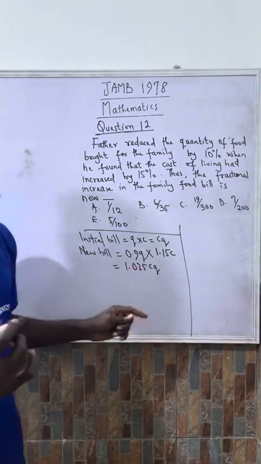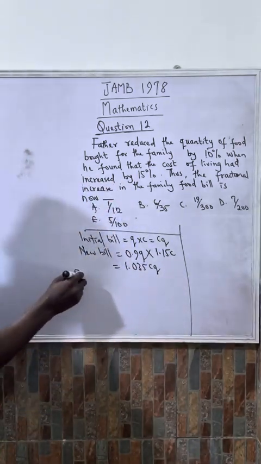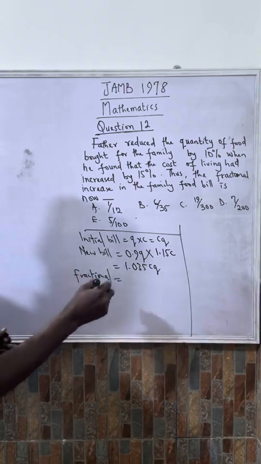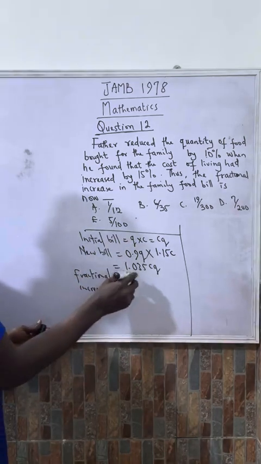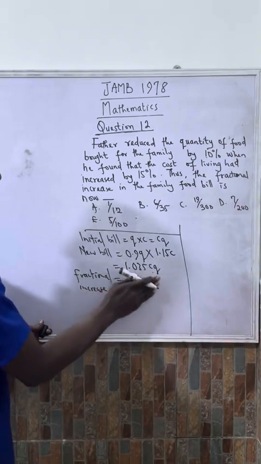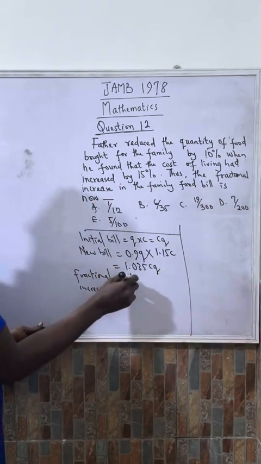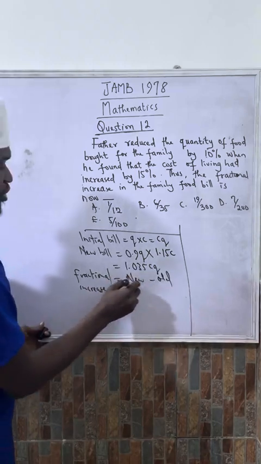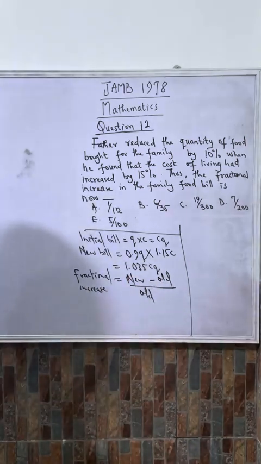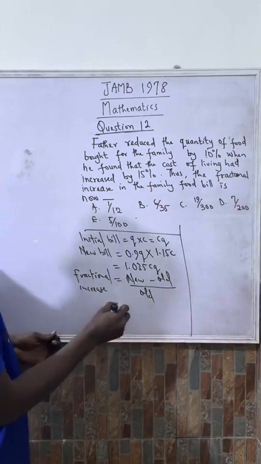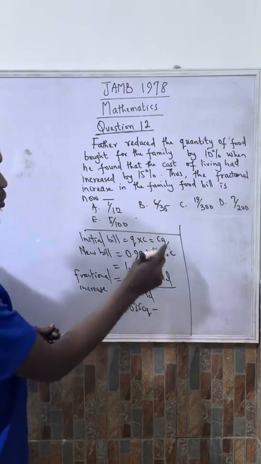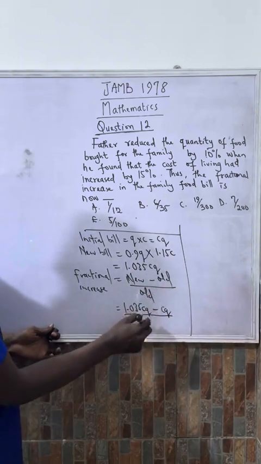Now, from there, we want to calculate the fractional increase. If you want to take fractional increase, that's new bill minus old bill, all over old bill, because new is more than old. It's just a normal formula. So new is 1.035 CQ minus old. Old is ordinary CQ, divided by old, that's CQ.